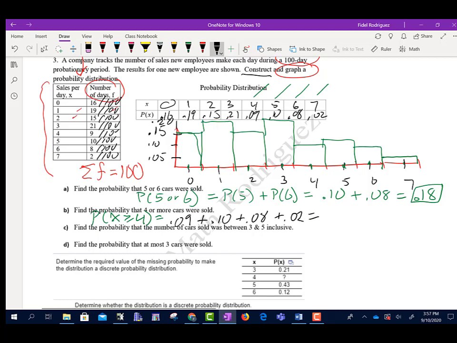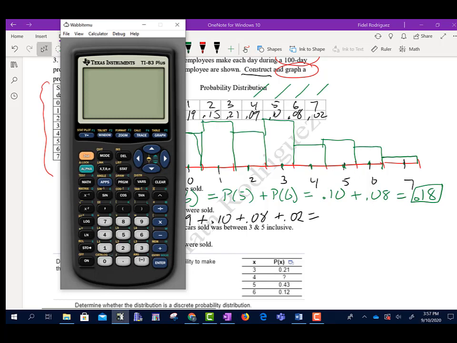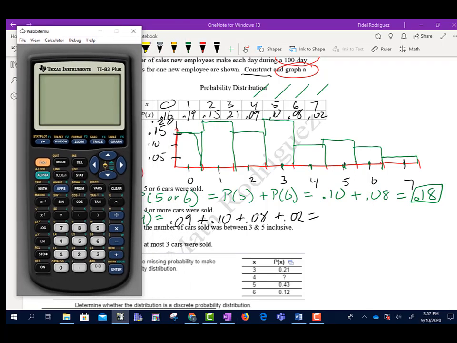Okay. I'm going to grab my calculator real quick so I can add those numbers together. Let me move this over, turn it on, clear it out. Okay, so I have 0.09 plus 0.10 plus 0.08 plus 0.02, and I'm coming up with 0.29.